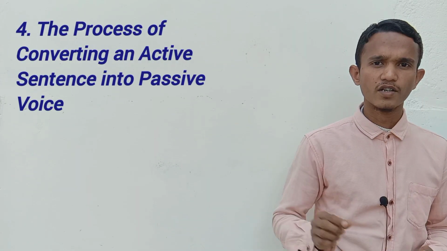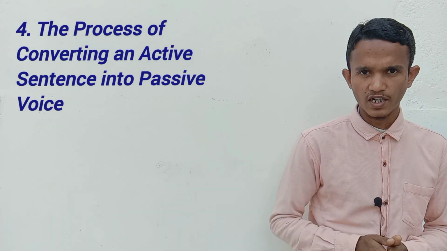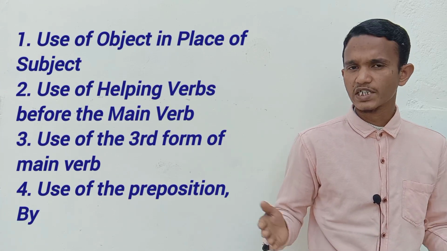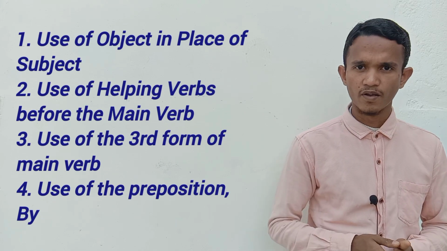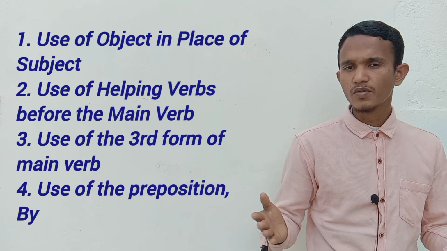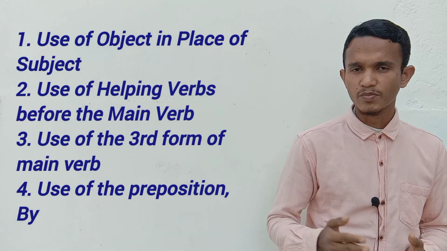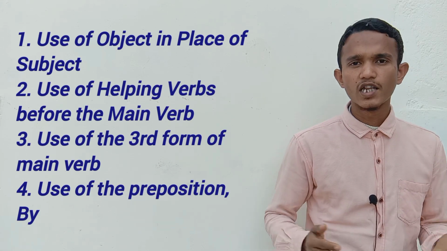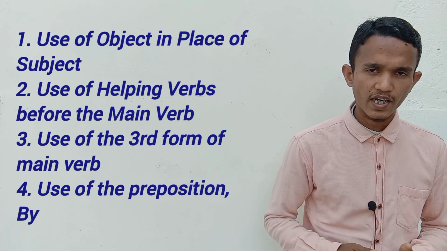And finally, the fourth important thing, that is the process of converting an active sentence into passive voice. To convert an active sentence into passive voice, we need to follow 4 simple steps. Number 1, we need to place the object in place of subject. We have told you about that earlier. Number 2, we need to use the helping verb of the respective tense before the main verb. Number 3, we need to use the third form of the main verb. And number 4, we need to use the preposition by, and after that the real performer of the action.